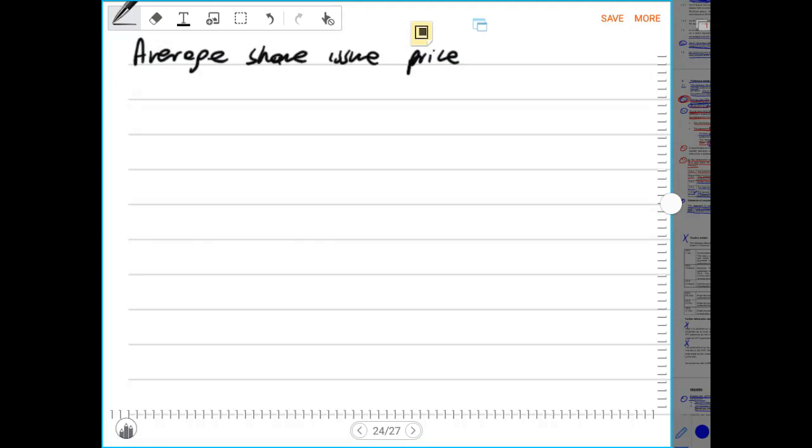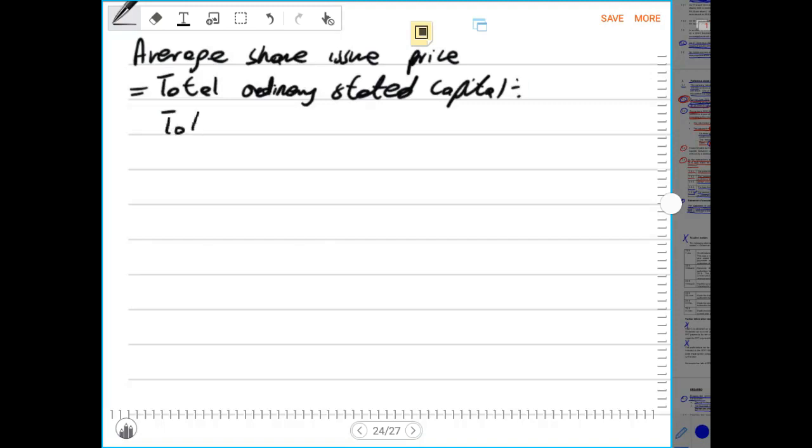And our average share issue price will be equal to total ordinary stated capital, and our total ordinary stated capital will be an amount. Then we divide that by total ordinary shares.